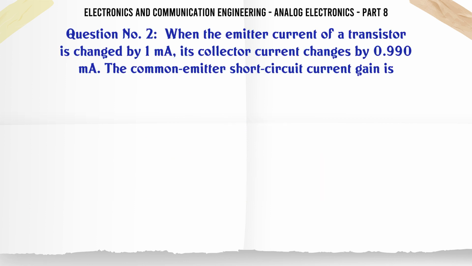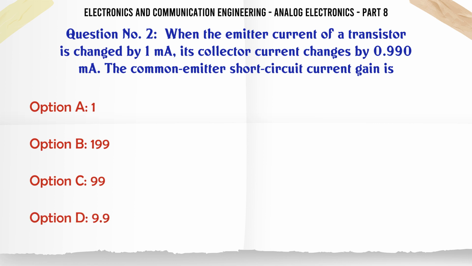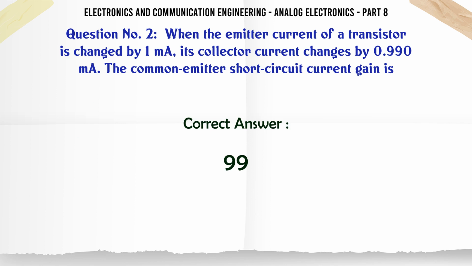When the emitter current of a transistor is changed by 1 mA, its collector current changes by 0.990 mA. The common emitter short circuit current gain is: A, 1. B, 199. C, 99. D, 9.9. The correct answer is 99.